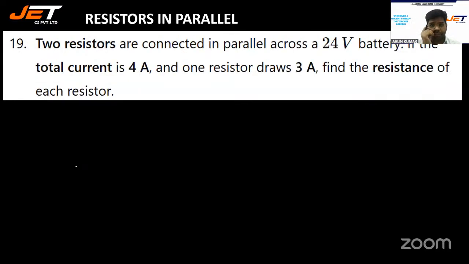Again, two resistors are connected in parallel across a battery of 24 volts. If the total current is 4 amperes and one resistor draws 3 amperes, find the resistance of each resistor. Now, this is a lengthy problem, students, comparatively lengthy. This is the first model which we haven't done similar model before.